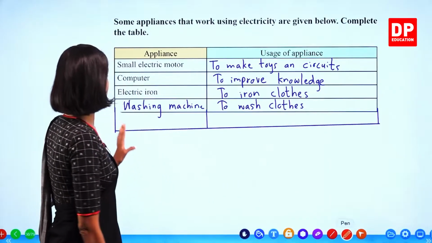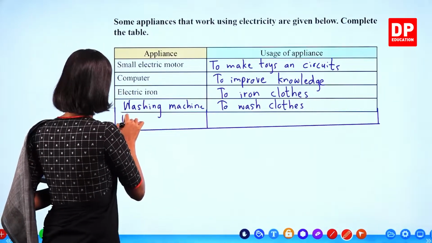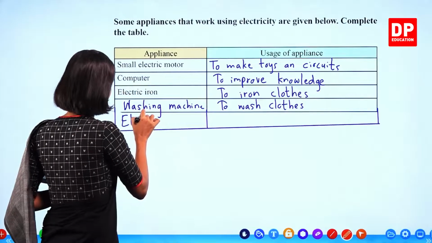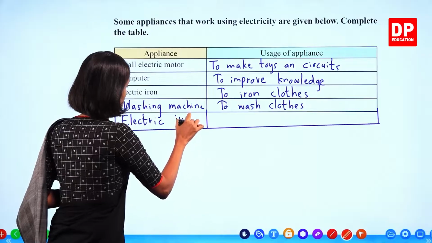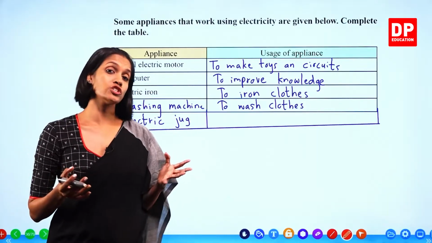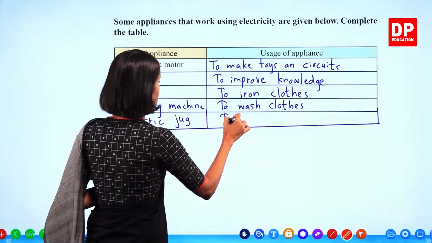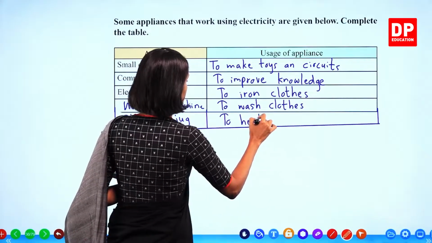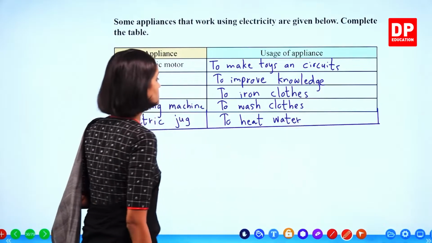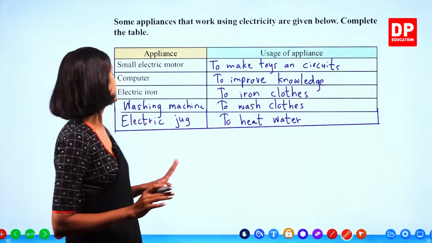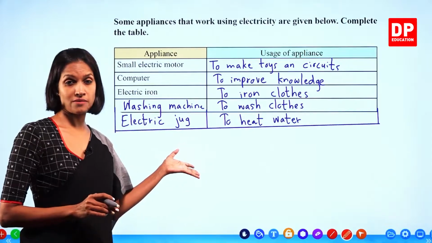We will add, we can write electric kettle or electric jug. So we can use electric jug to heat water. Right, children? So here you can add many other examples under the same list, okay?